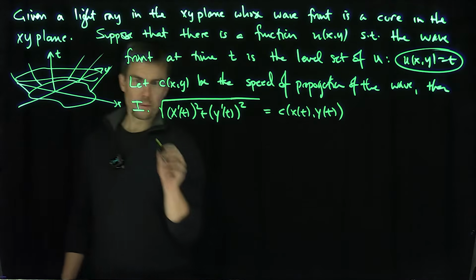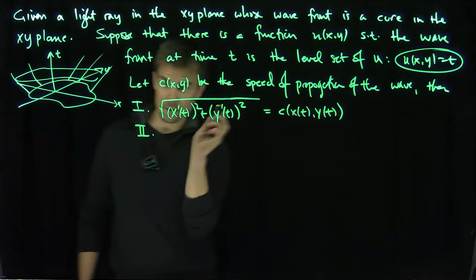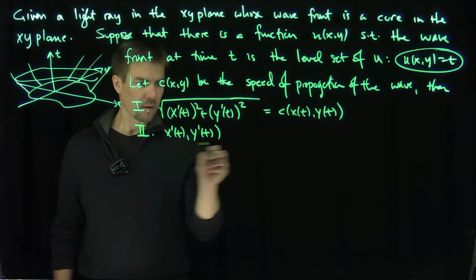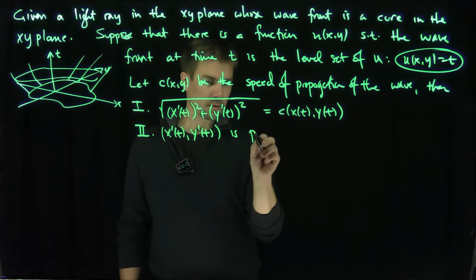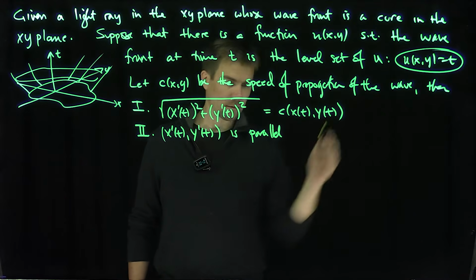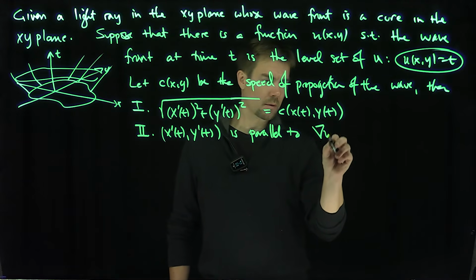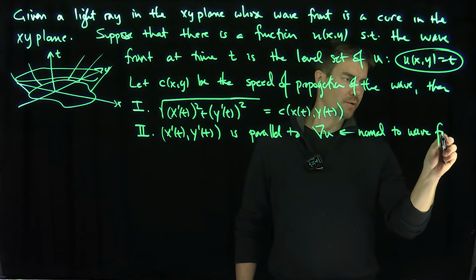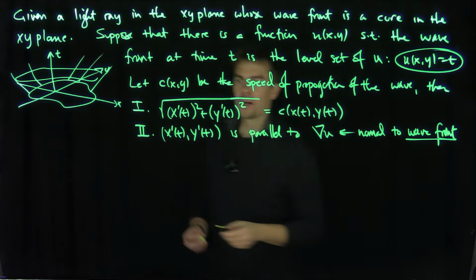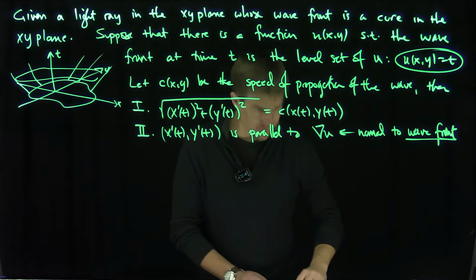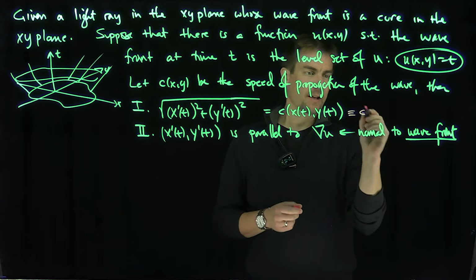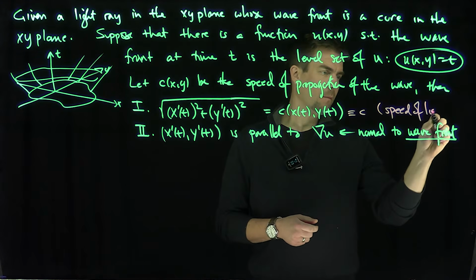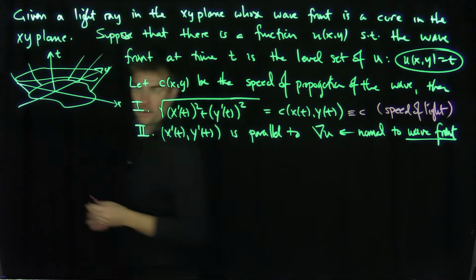Okay? And number two is that the tangent vector to the light curve, x prime of t, y prime of t, has to be parallel to the gradient of the level set of the wavefront, right? Which is just the normal to the wavefront. Those are the two assumptions of geometric optics, okay? Now for us, we're going to make a further reduction. We're going to assume c is a constant, and of course, this is just the speed of light. That's the assumption of the other assumptions of the model.